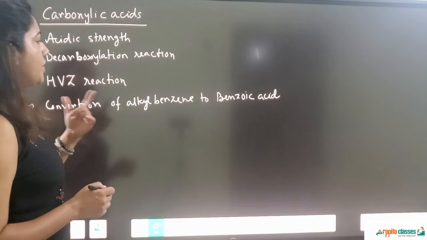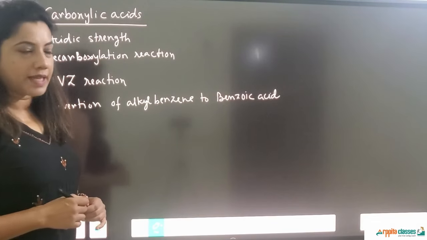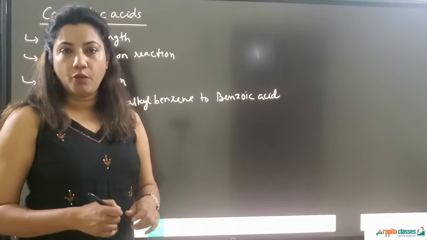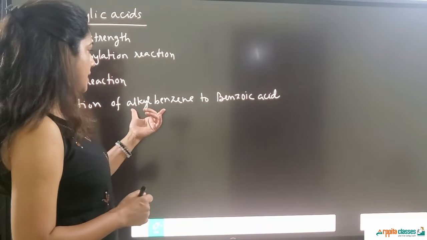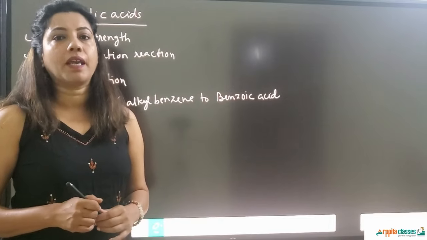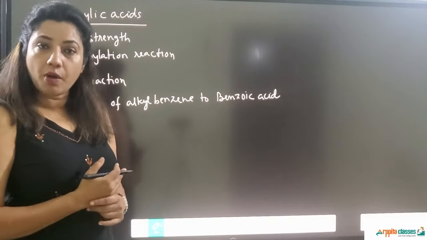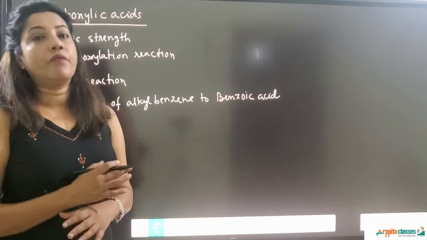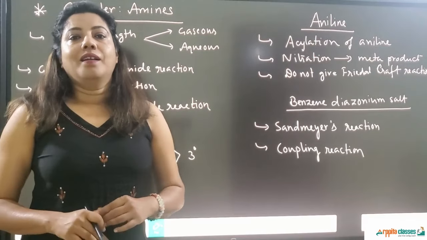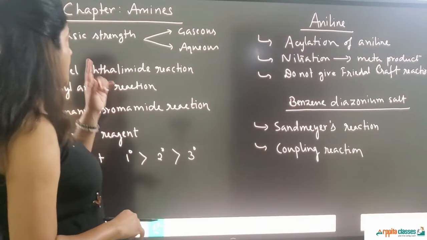Okay, and then conversion of alkyl benzene to benzoic acid, which is normally done by KMnO4, oxidizing agent. Okay, alkyl benzenes are oxidized to benzoic acid by KMnO4. So these are the topics from aldehydes, ketones and carboxylic acid to be prepared very nicely. Now the next chapter of organic chemistry is amines.